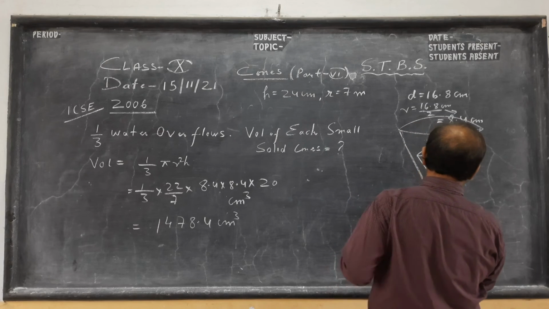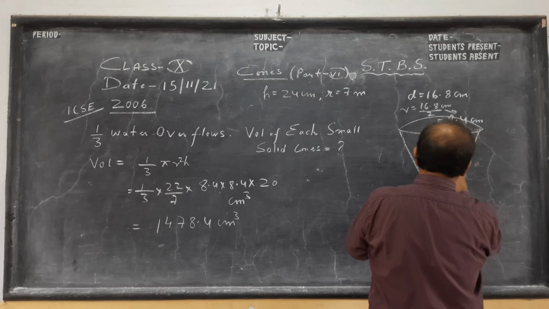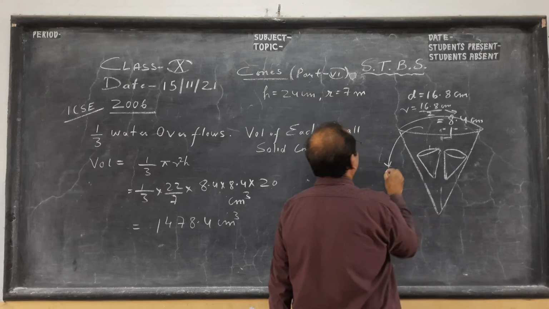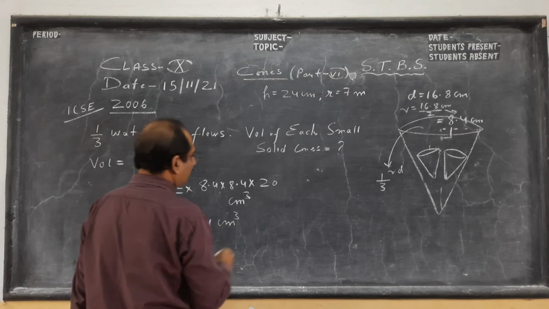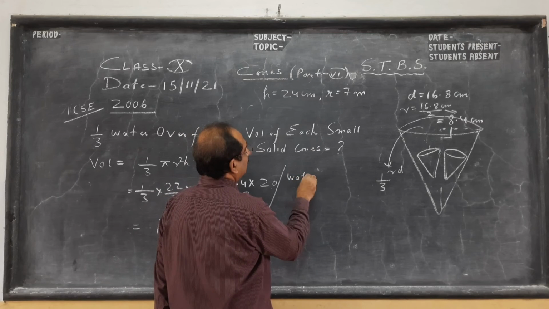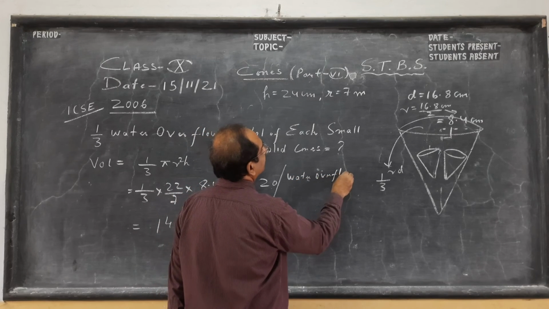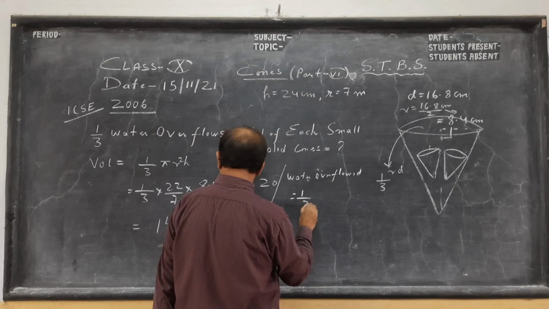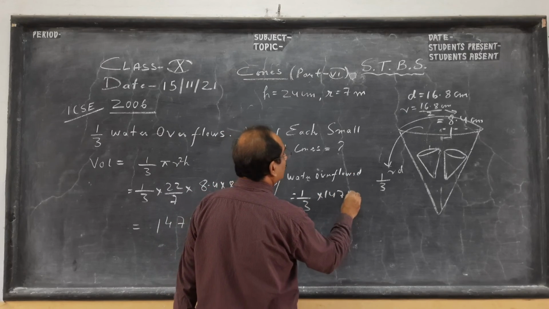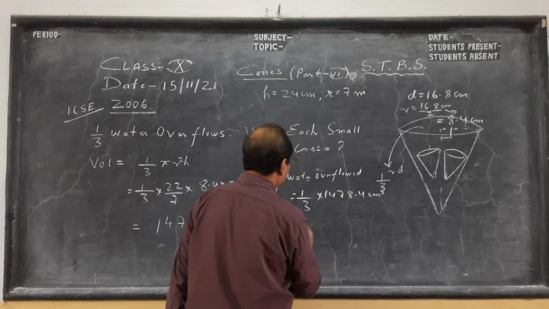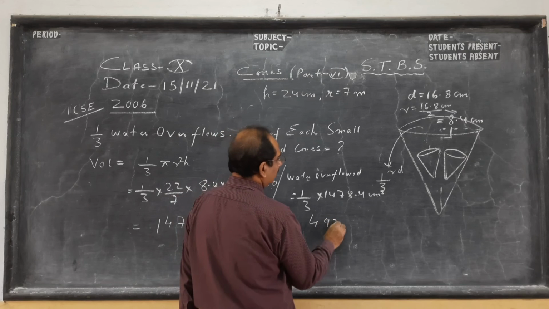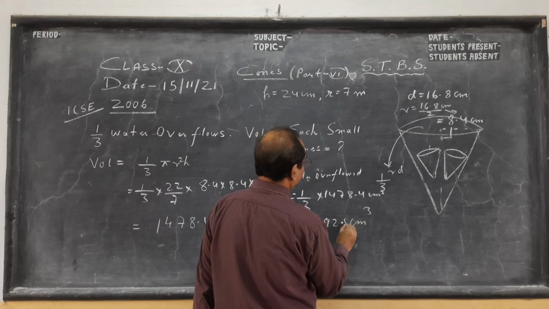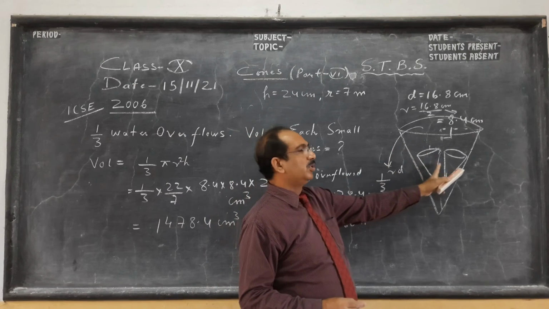So sizes are equal. So what happens, 1/3 of the water overflows. So how much water overflows? Water overflowed is 1/3 of 1478.4 centimeter cube. So this comes to, if you do children, you will get 492.8 centimeter cube. So this much water comes out when you put these 2 cones.